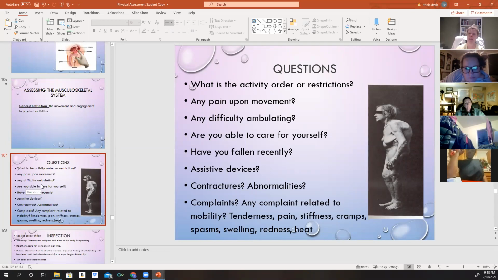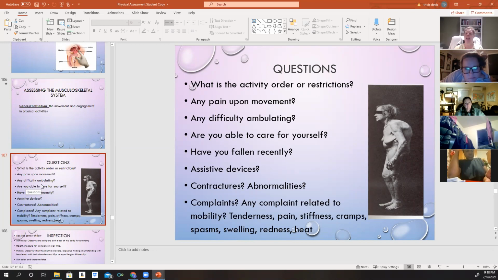Do they have any pain when they move? Do they have any difficulty ambulating? Are you able to care for yourself at home? Have you had any falls? I ask that every day. Have you had any falls in the last 6 months? It's part of your fall risk assessment. You want to know, what do you use at home to ambulate? Do you use a cane? Do you use a walker? Do you need any of those while you're here? Let me see if I can get some for you.